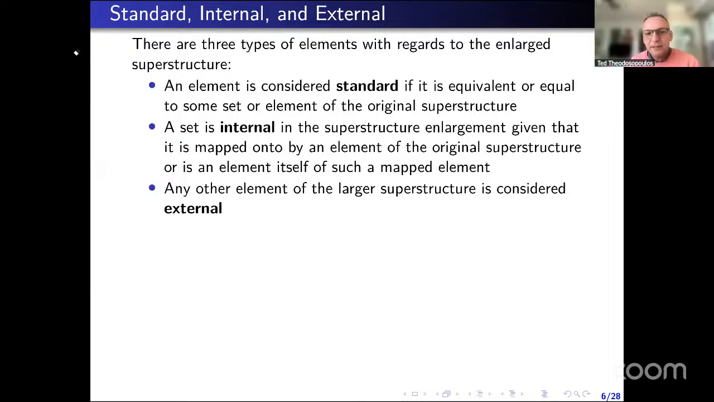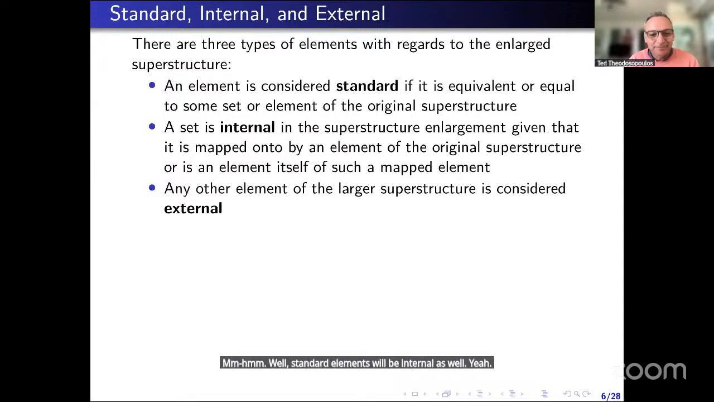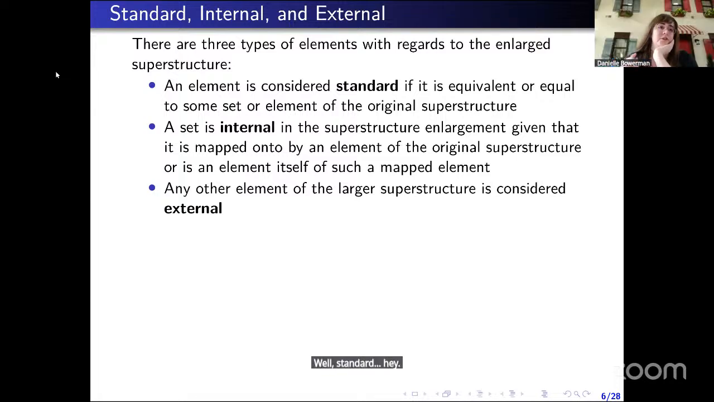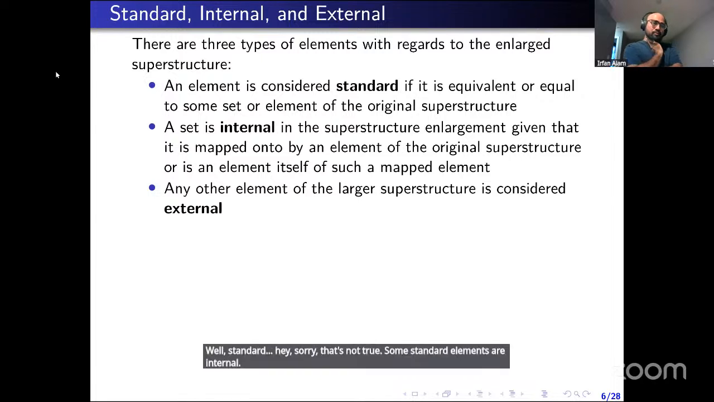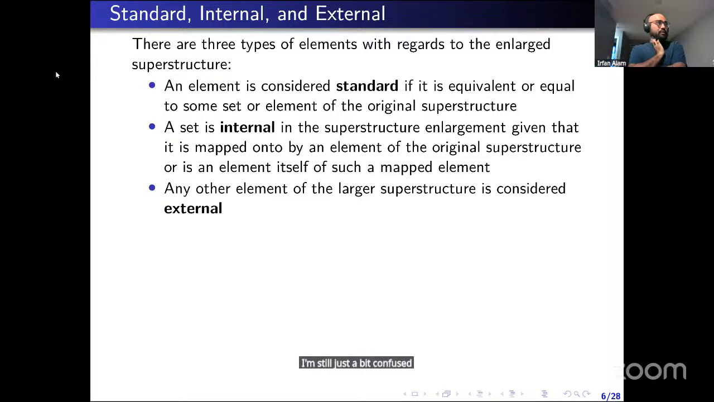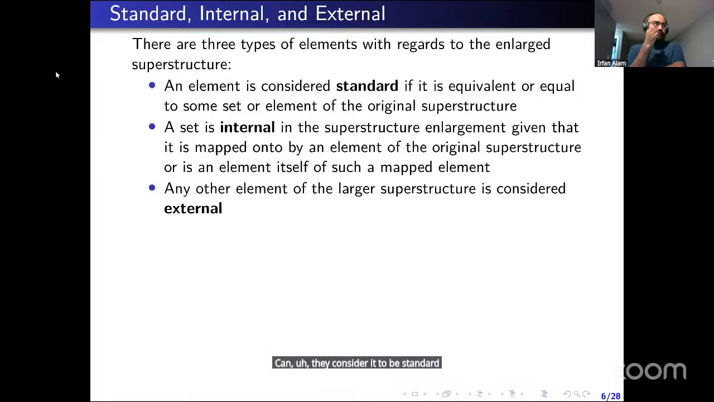So this is really the distinction between standard and internal, essentially, right? Clearly standard elements will be internal as well. Exactly, that's my point. In some places, people say that star of something itself they consider to be standard, but the convention can vary from place to place.